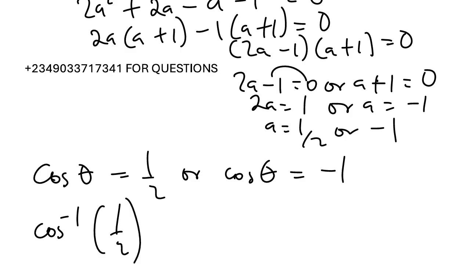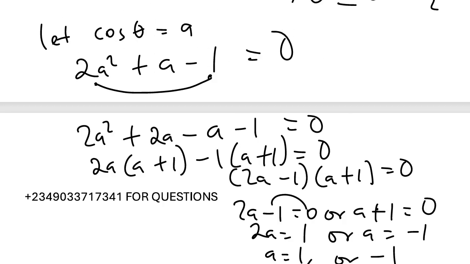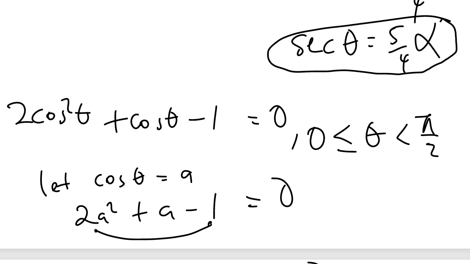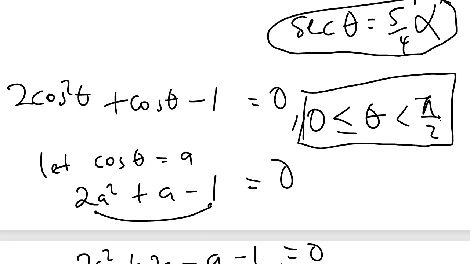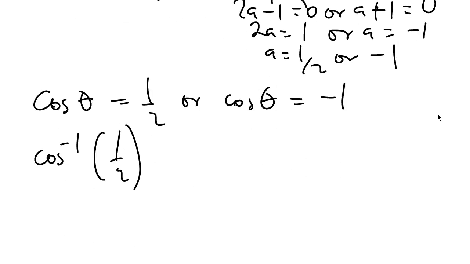Half. But make sure you pay attention to the range given to you. Pay attention. What's the range given? You are looking at values between what? Greater than or equal to 0, but less than what? 90 degrees. Because what is here is what? Pi/2. Are you following? So cos inverse of half, that's cos inverse of 0.5, is going to be what? It's going to be 60 degrees.